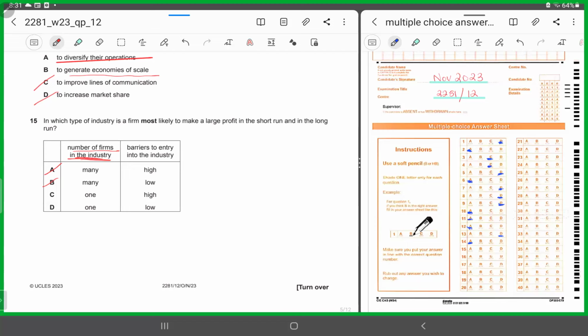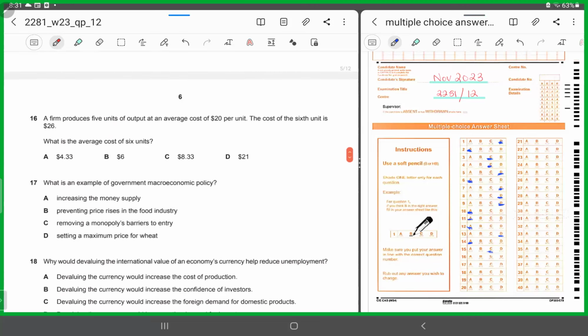Now the second part of the table, so by looking at the first part of the table, you've already chopped off the first two options. Now number of firms in the industry has to be 1, and the barriers to entry into the industry have to be high, right? In order for you to enjoy a sort of a monopoly situation, remember? So it has to be C. 15 is C. So far, so good. We're halfway through the paper.